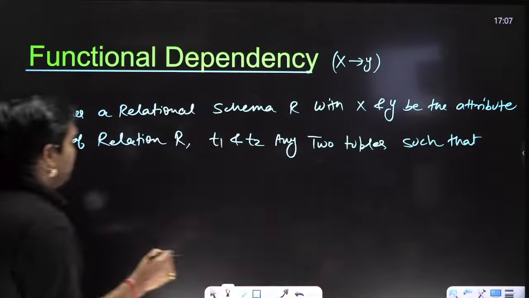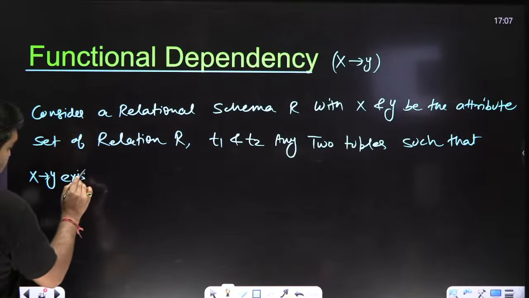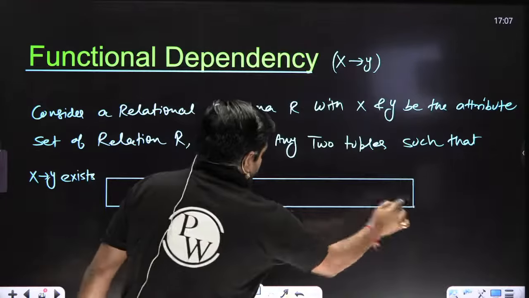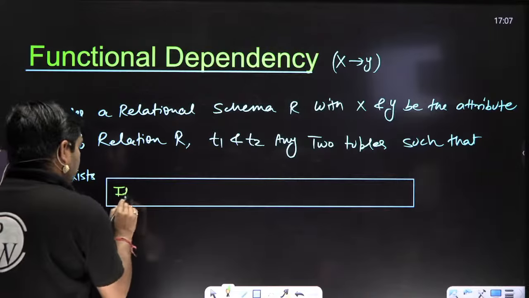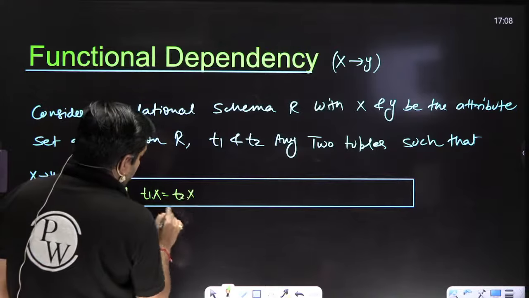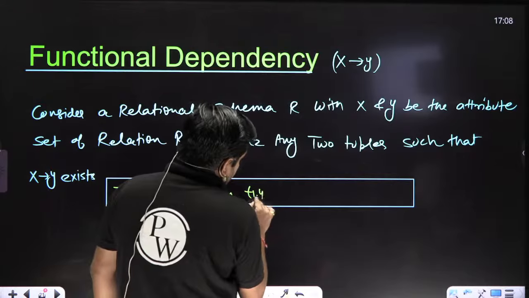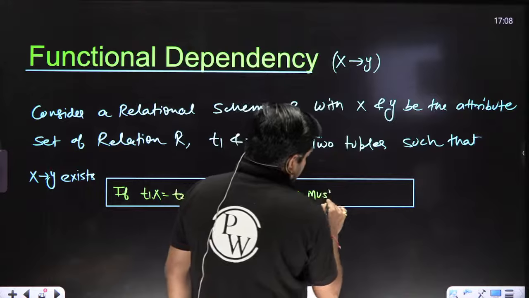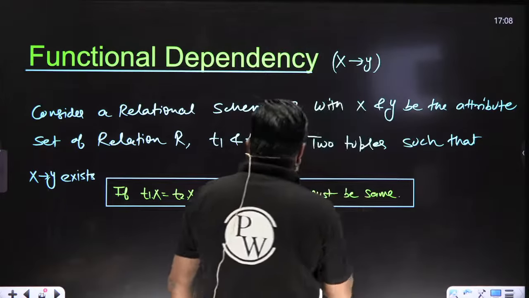X determines Y (X → Y) exists if T1.X equals T2.X, then T1.Y equals T2.Y must be the same. Must be the same.